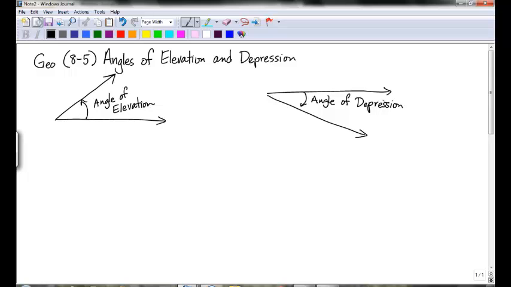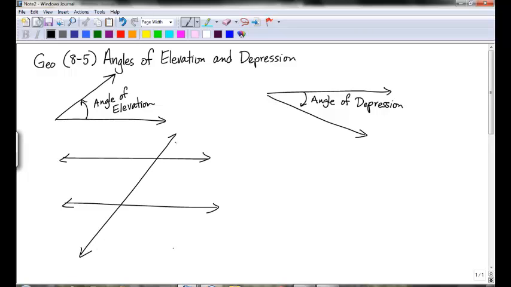The one thing that you should know from geometry is if you have two parallel lines, try to draw them as close to parallel as you can, and you cut them with a transversal, this angle is equal to this angle. Why? What kind of angles are they? Alternate interior angles. This one would be like an angle of depression because it's from a horizontal down.